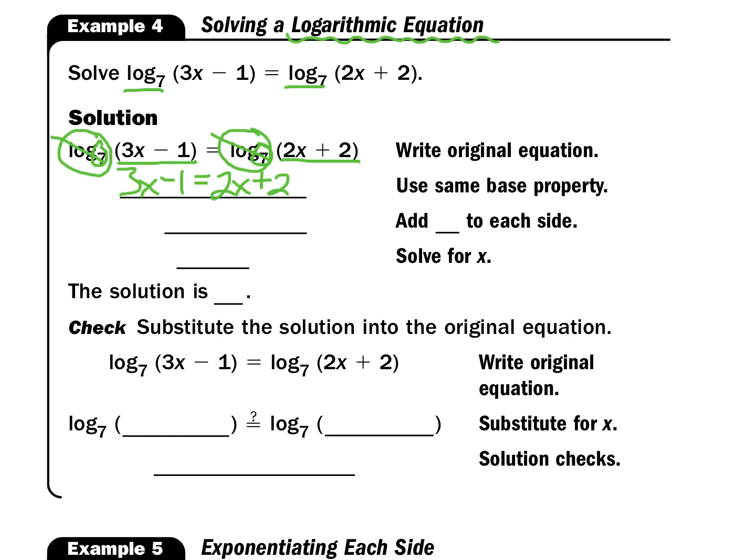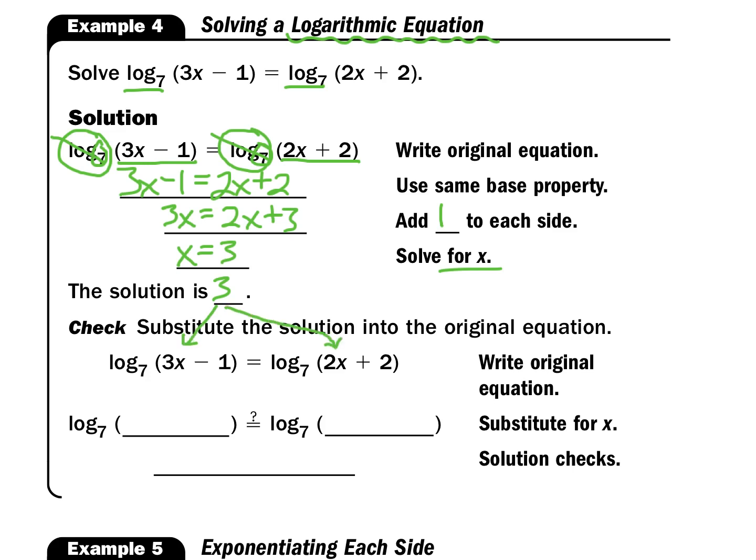And I would solve that the traditional way. Start by adding 1 to both sides. It gives me 3x equals 2x plus 3. And then solve for x by subtracting 2x from both sides. It gives me x equals 3. So that means that my solution is 3. And I would check that algebraically by plugging back into the original equation.